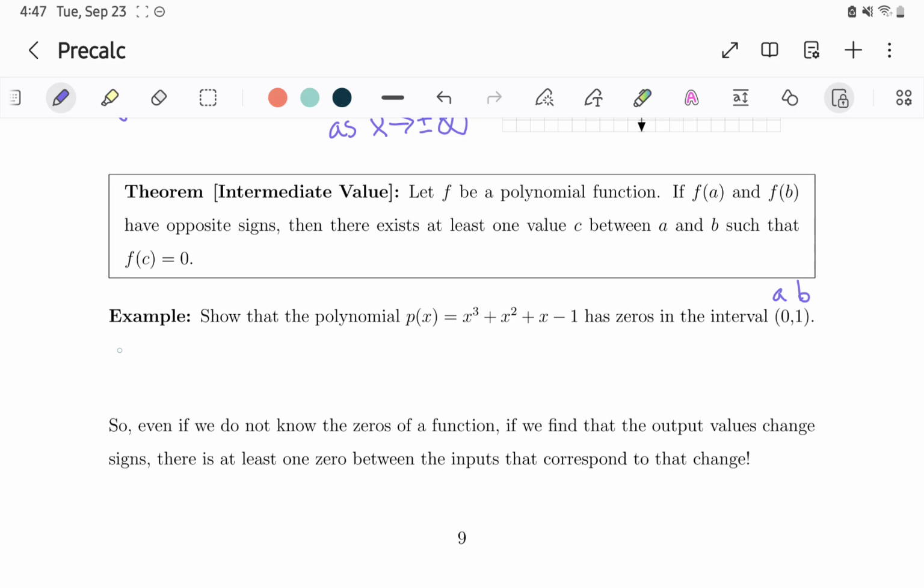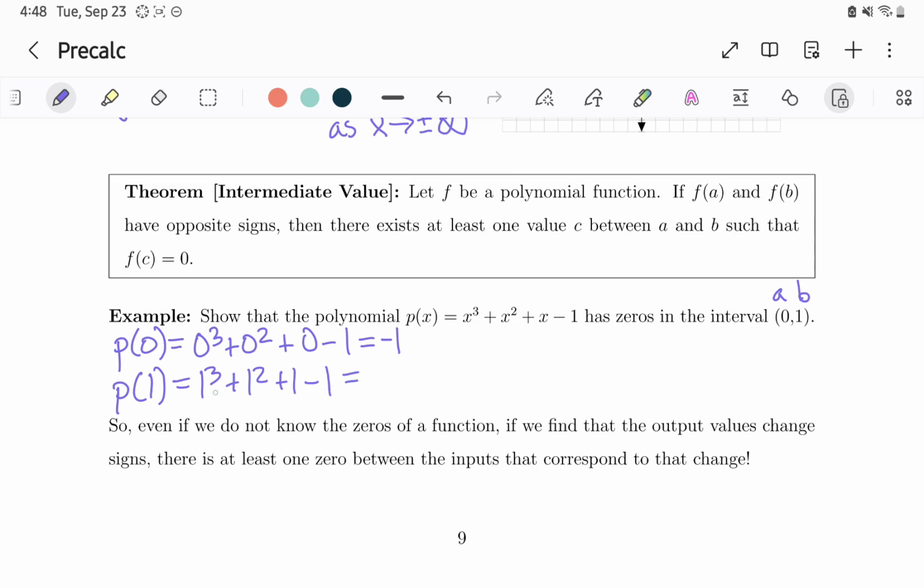So let's evaluate p of 0. This is just going to be 0 cubed plus 0 squared plus 0 minus 1, which is of course going to be equal to minus 1. And then p of 1 is going to be equal to 1 cubed plus 1 squared plus 1 minus 1. So this is going to be equal to 1 plus 1 plus 1 is 3, and then minus 1 is 2. So we have that p of 0 is negative while p of 1 is positive.